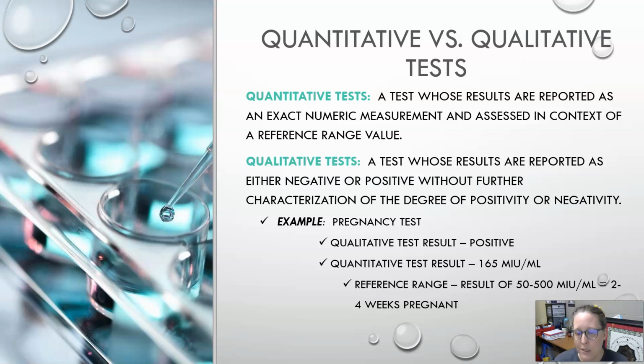There are some tests in the lab that are only qualitative, like the flu test and the strep test. It's either there or it's not. It's either positive or it's negative. And then there are a lot that are quantitative, where we have a specific white count in a CBC, a specific hemoglobin value. Those would all be quantitative.